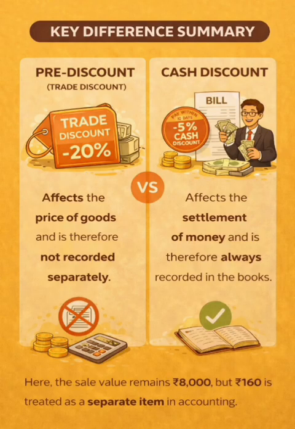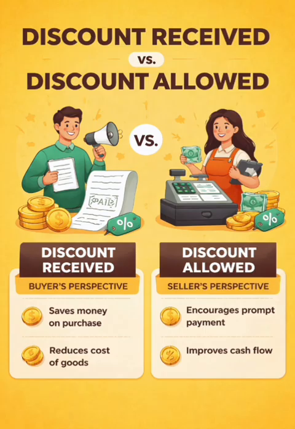Key difference summary understood through concept. A pre-discount or trade discount affects the price of goods and is therefore not recorded separately. A cash discount affects the settlement of money and is therefore always recorded in the books. Discount received versus discount allowed.